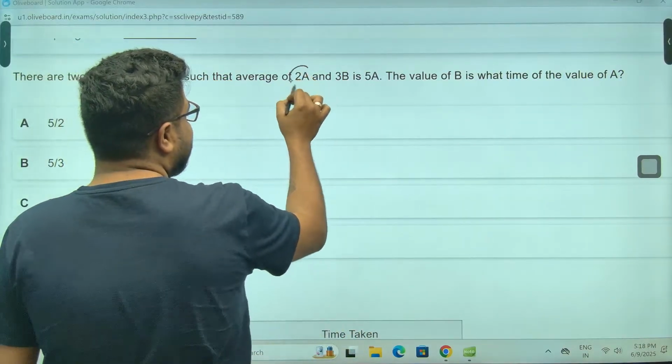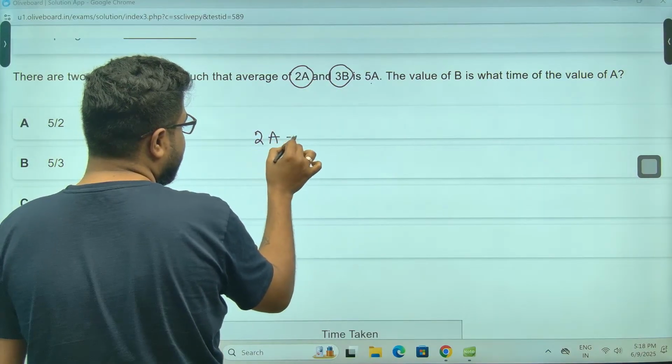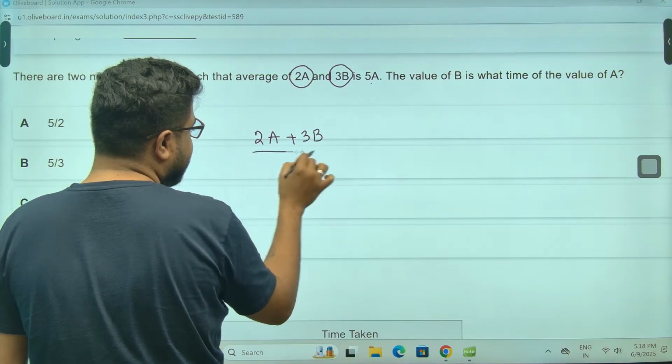Two numbers, average of 2a and 3b is this. Sir, average of 2a and 3b, that is divided by 2, sir.